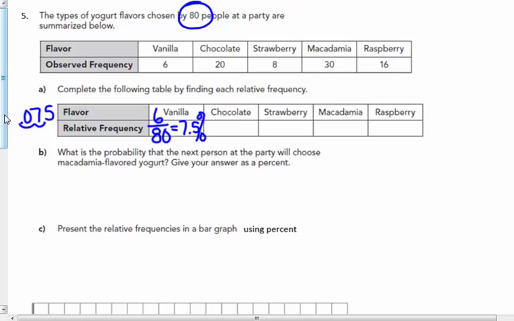And chocolate would be 20 out of the 80. 20 out of 80 is what percent, ladies? 25%. Very good. Changing the fraction to a decimal. 8 out of my total 80. 8 out of 80 is what percent?